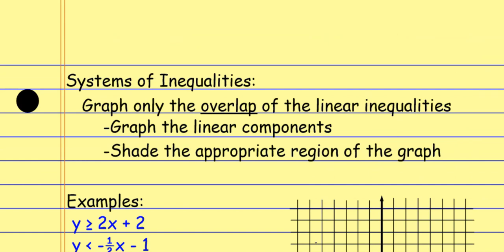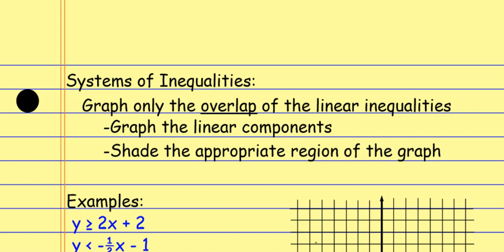All right, let's talk about systems of inequalities this time. Really, a system of inequalities is kind of like an "and" inequality. We're looking for the overlap. Okay, I'm going to graph both of the linear inequalities. I'm going to see where each of those would be shaded. But then for the system of inequalities, I'm only going to shade where those regions overlap. Okay, so I have to shade the appropriate region.